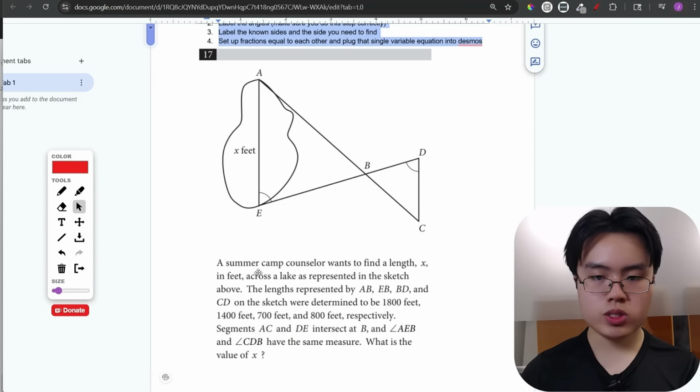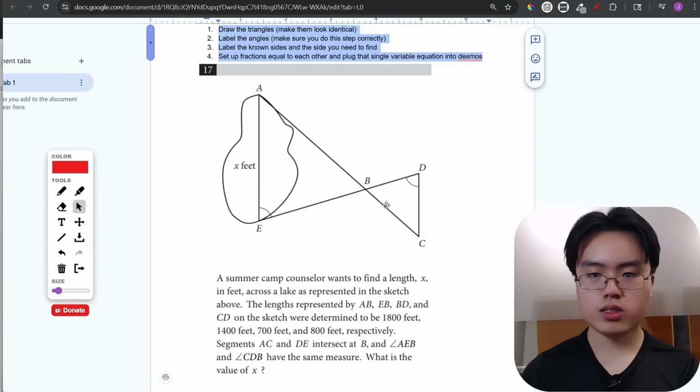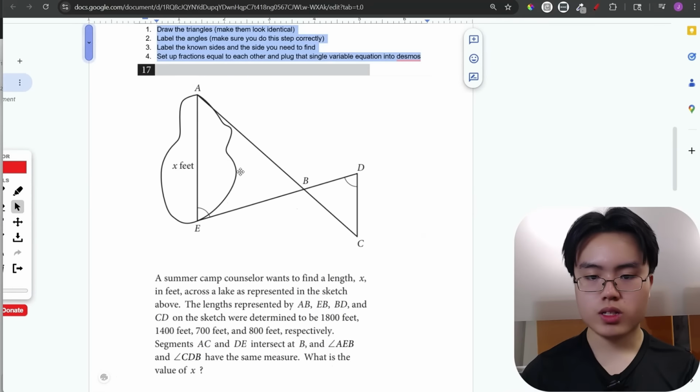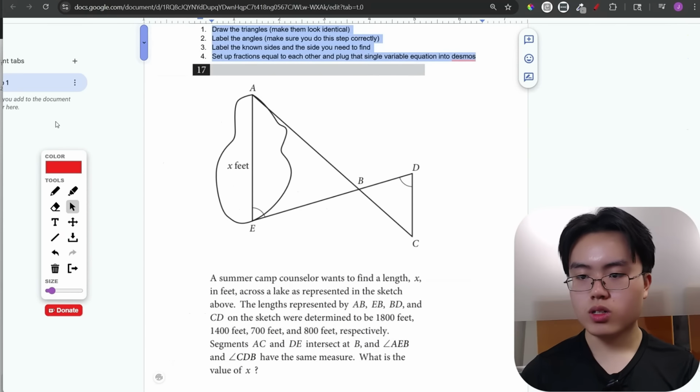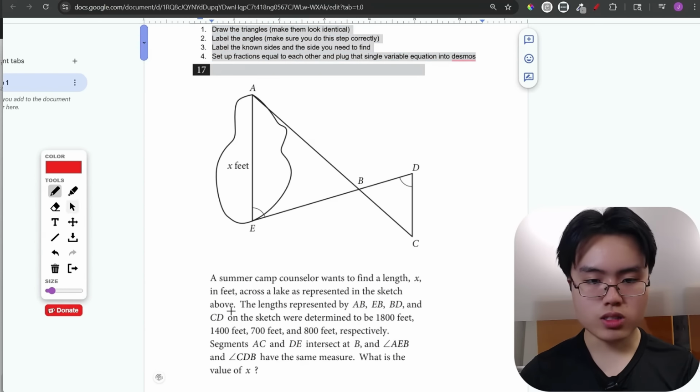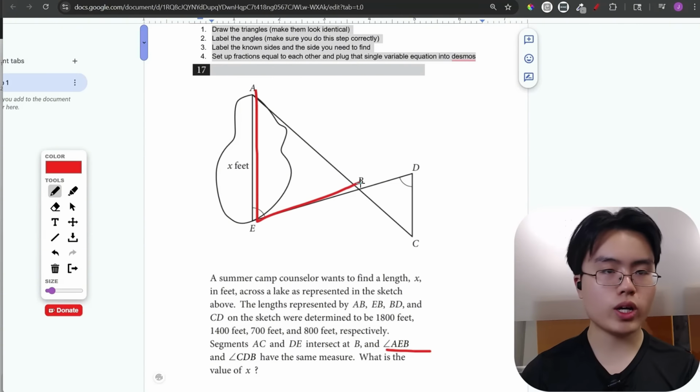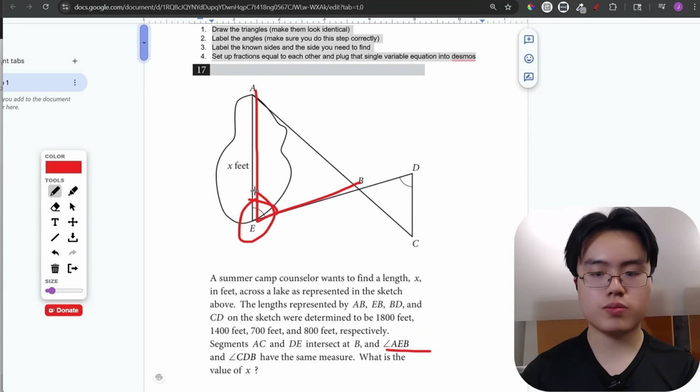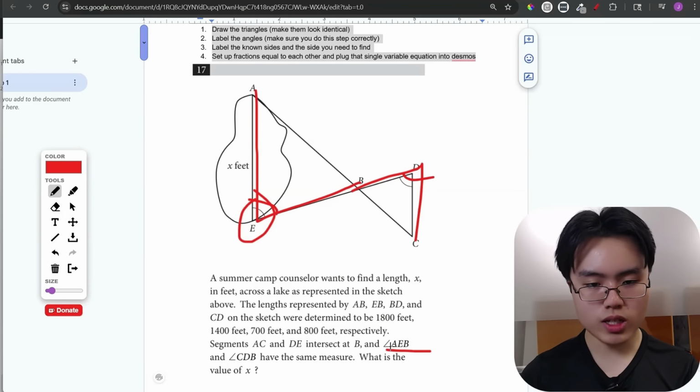A summer camp counselor wants to find length x. This gives us a bunch of lengths, and it says respectively segments. It says these two angles have the same measurement, which, by the way, because I didn't explain this, AEB is how you read it: you just trace it. AEB, what angle did that create? It created the angle right there, so that's referring to angle E technically. And CDB, that's talking about this angle. That's how you read that notation.